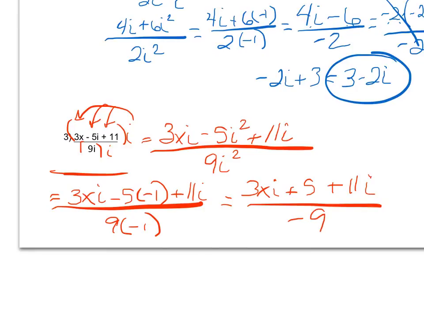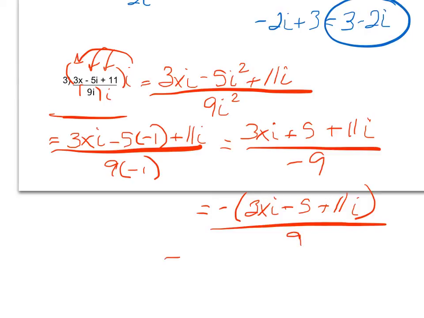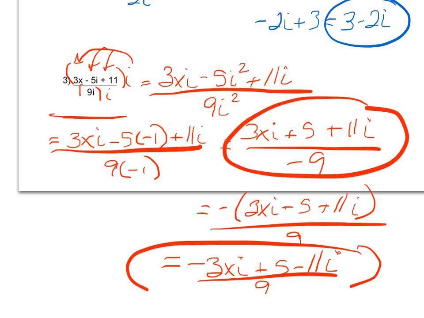So again, this is acceptable. I'm fine with you leaving it in this form, but it is better to say, hey, I'm going to bring that negative up top, and I bring it up to the whole top, so I have to use parentheses to show that the whole top is being made negative, not just the first term, which then distributes to be negative 3xi plus 5 minus 11i all over 9 for my best final answer, although this is an acceptable final answer. And that concludes how you divide with monomial denominators that involve an imaginary number.